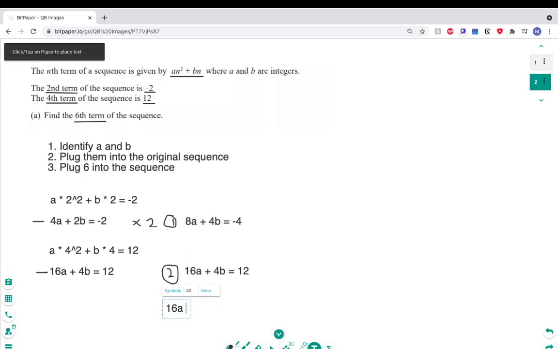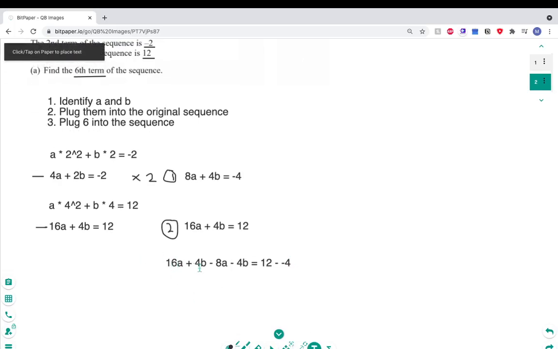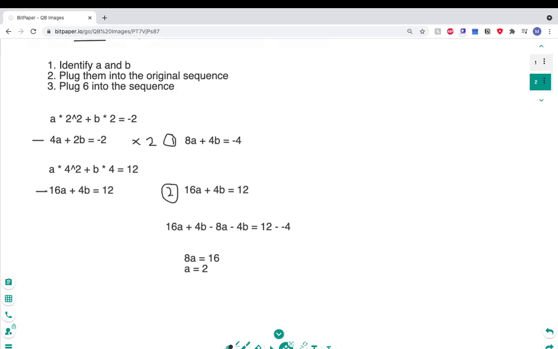So we're going to go with 16a plus 4b minus 8a minus 4b is equal to 12, and here's the tricky one, minus minus 4, not just minus 4. And so if we resolve this, we obviously expected the 4b's to cancel each other out, and then subtracting them will give us 8a is equal to 16, and therefore a is equal to 2. And now that we've worked out what a is, we can plug that into one of our equations. This one looks slightly easier, so I'll plug that into there.